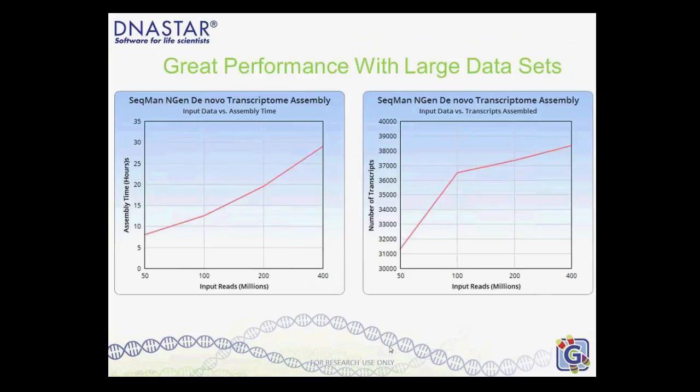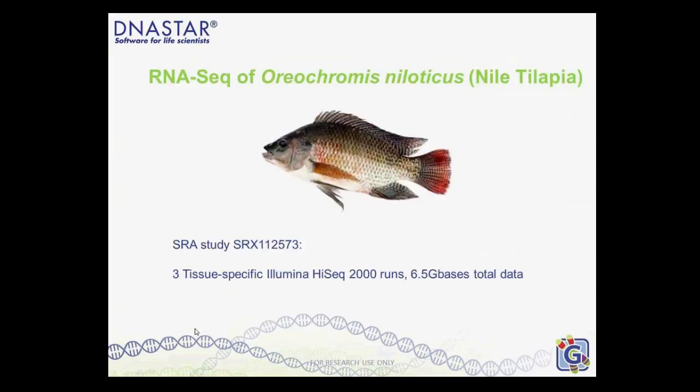The performance has been excellent for us. The assembly time is roughly 12 hours per 100 million input reads, and it's a roughly linear correlation between input data and assembly time. And then the number of transcripts, of course, seems to saturate. Once you get to about 100 million reads, for most transcriptomes you get almost everything you're going to get. You pick up a few more rare transcripts as you increase data. But if you're in that 100 million read range for your input, you're generally getting most of your transcriptome.